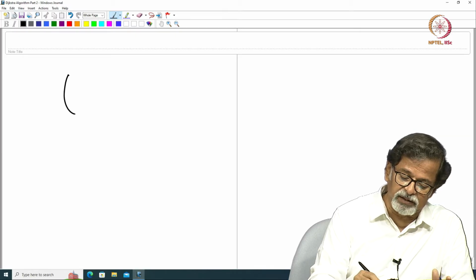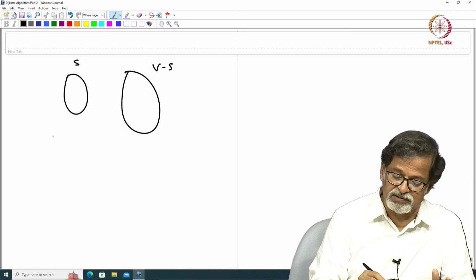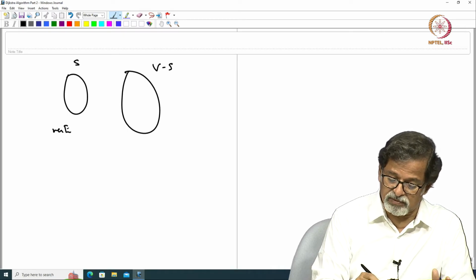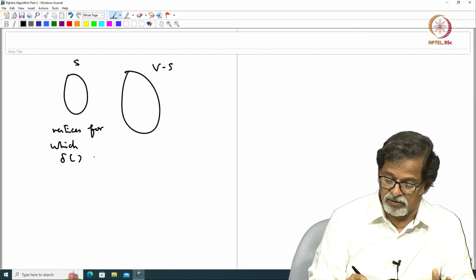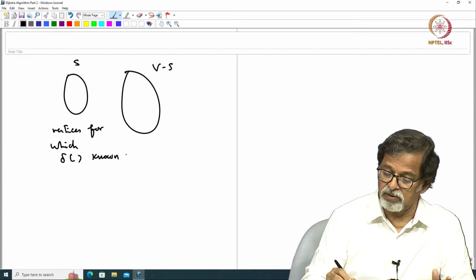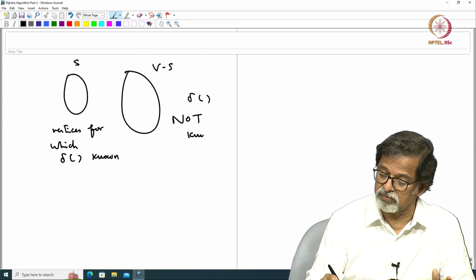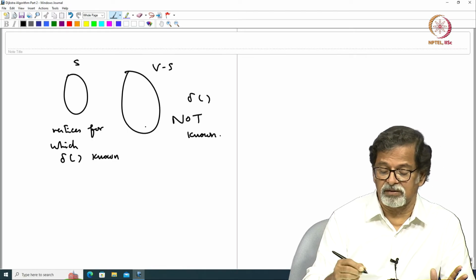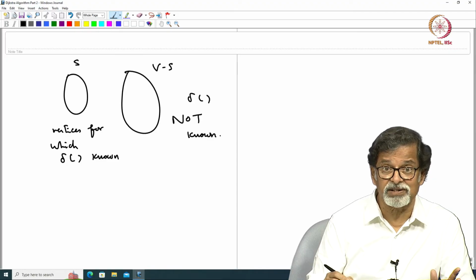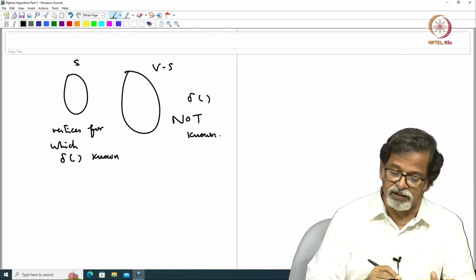So, we will maintain two sets S and another set V minus S. S is the set of all vertices for which delta values are known. V minus S is the set for which delta values are not known. So, we will work with the vertices in V minus S, identify a vertex for which the delta is known, then move that to S.